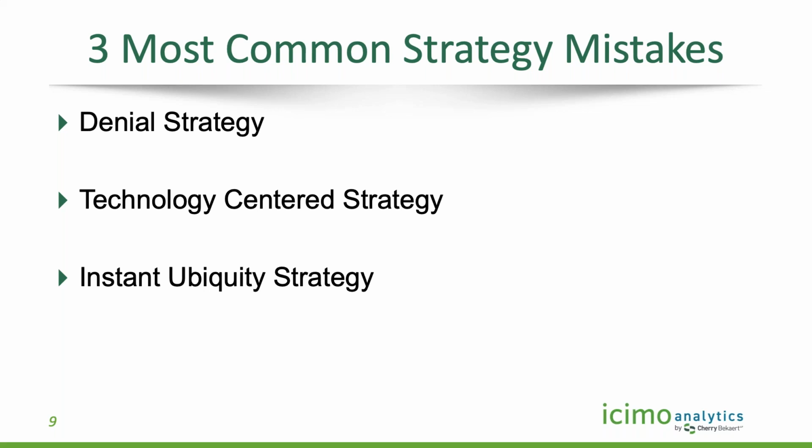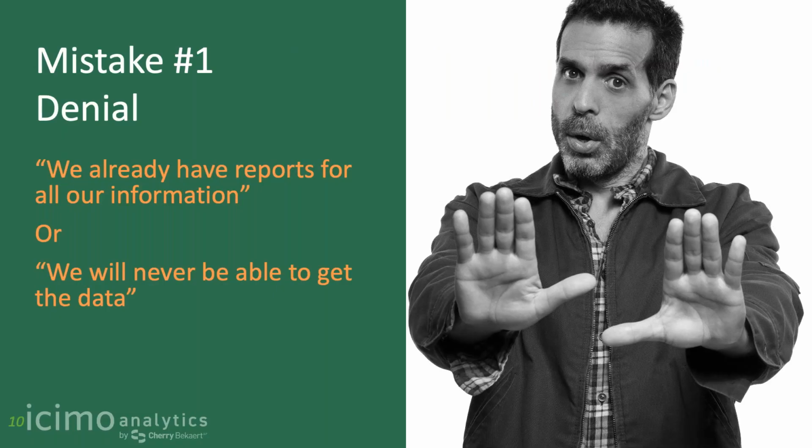Each of these mistakes is very common, and a lot of times when people are just setting out to build an analytic strategy and a data strategy, they run into these. So let's talk about mistake number 1, the denial strategy. The denial strategy is where we believe we already are doing everything we can possibly do on the reporting front. We believe we've already got all the reports. I have all of my Excel files that I pull together and use on a regular basis, and those give me all the information I will ever need.